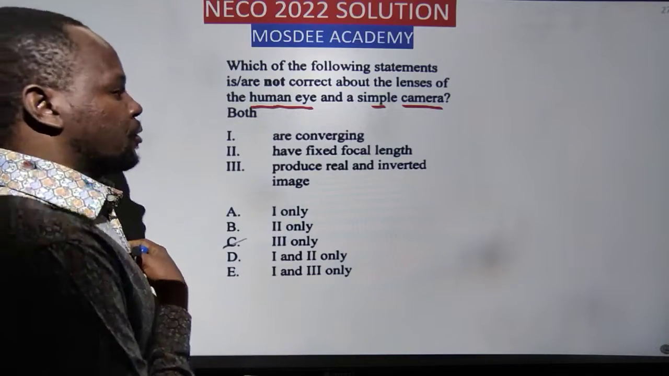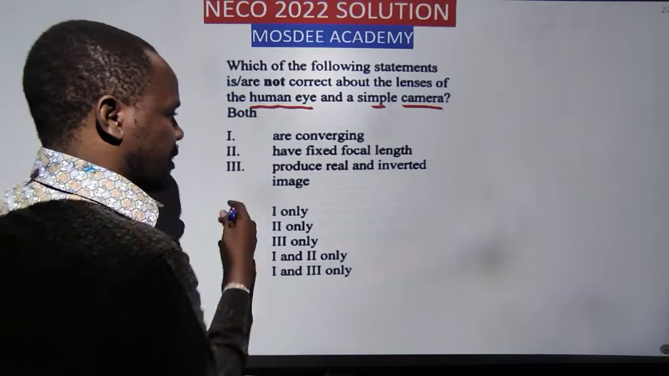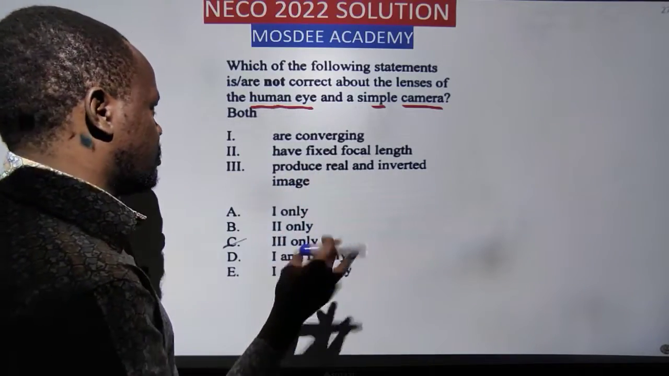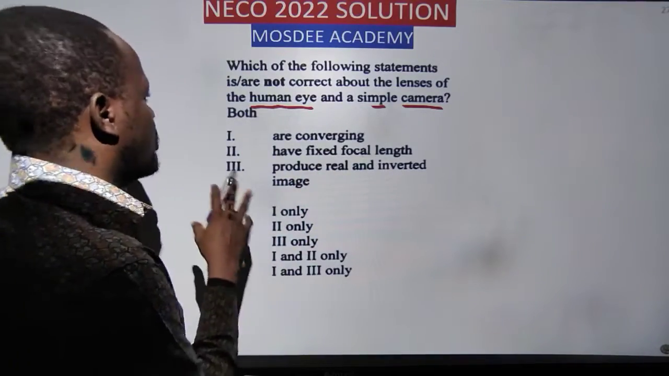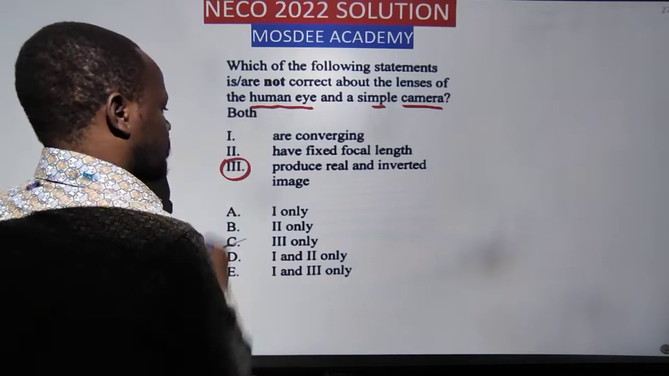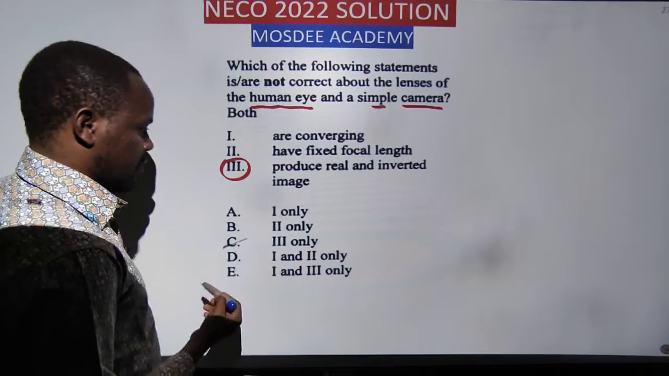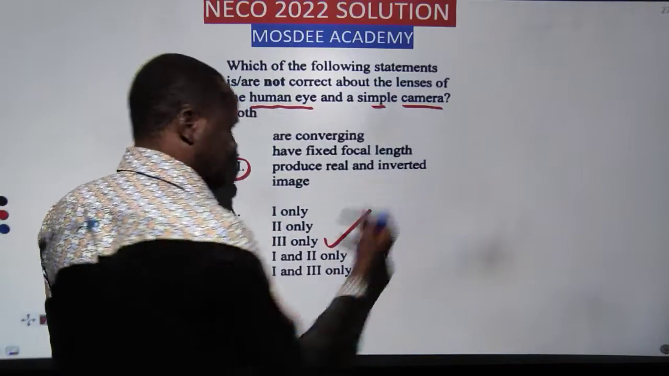For both of them, only the human eye produces a real and inverted image. Please note that. They are converging. They have fixed focal length. Yes, some automatic cameras now have. So they said both produce real and inverted image. This is not correct, because it is only the human eye that gives a real and inverted image. So 3 is not correct. This is absolutely correct.